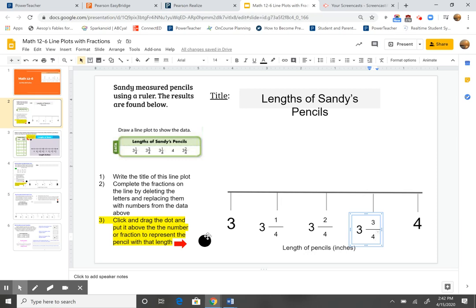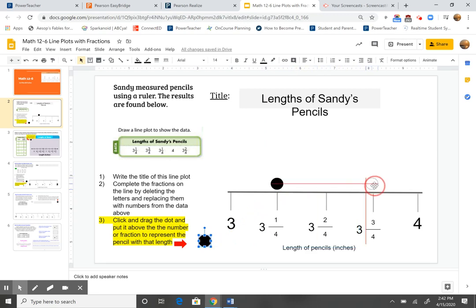Now I'm going to take this dot and drag it according to each of these pencils. Each dot will represent the length of a pencil. So 3 1/4, I take it and I drag it there. 3 3/4, so I find 3/4 and I put it above it. 3 1/4 again. 4, and 3 2/4.